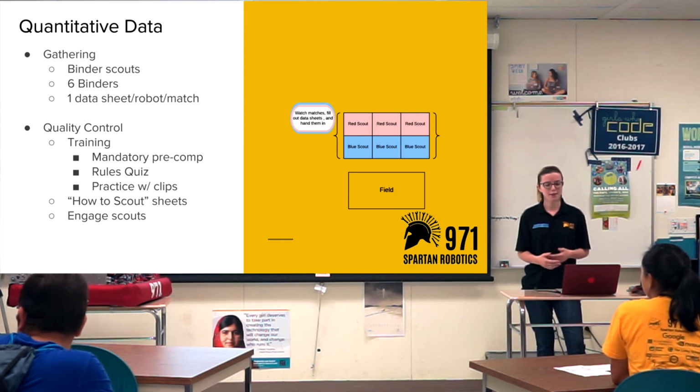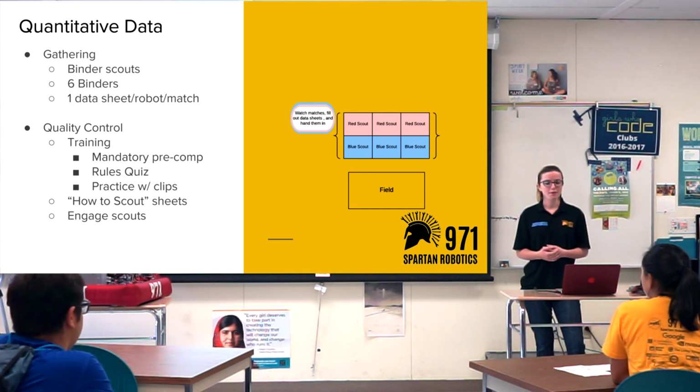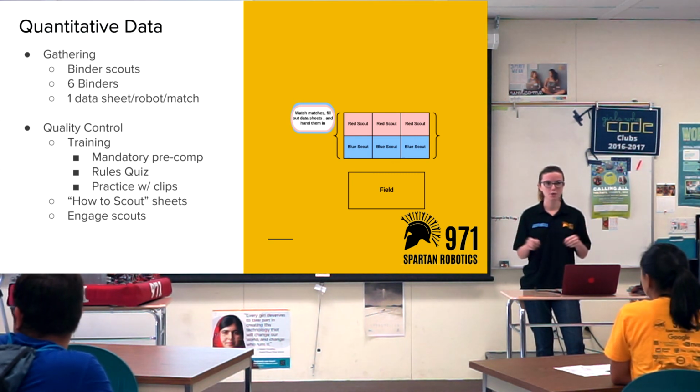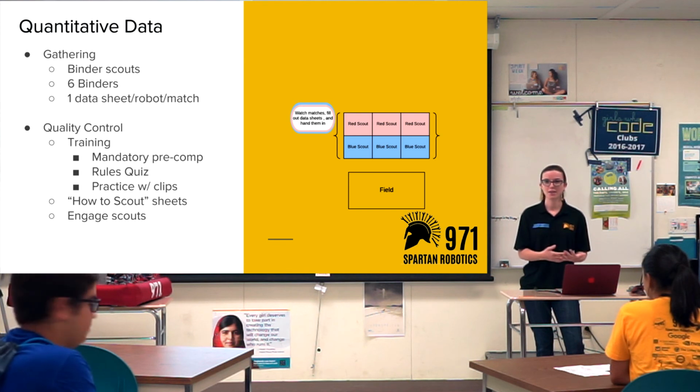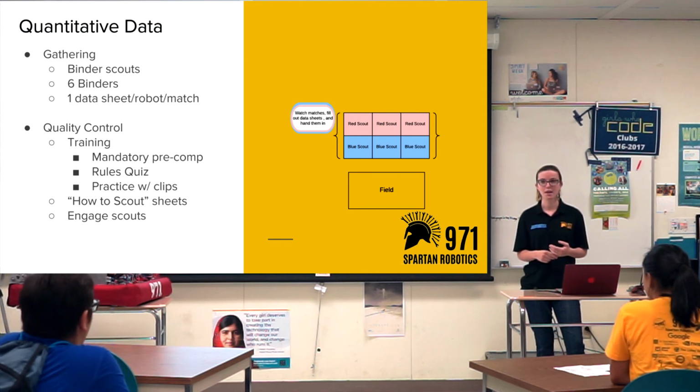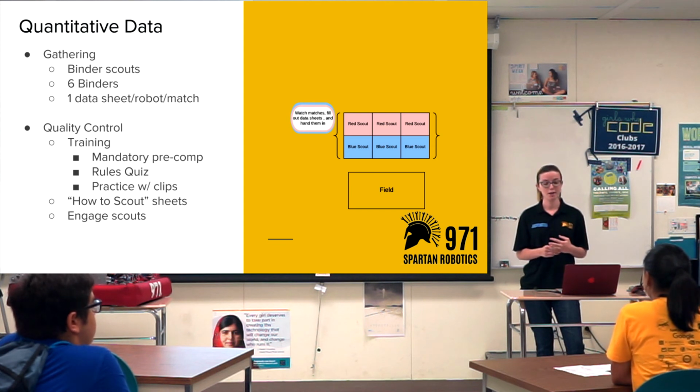Another factor for quality control is I like to make how-to-scout sheets, which are like quick and dirty how-to sheets on how to scout. And I keep them in the binders, and what I use them for is for backup in case there's a scout who did not manage to get to the mandatory training, or I'm running really low on scouts and I have a very nice parent who's willing to get very quickly trained on how to scout. So it's just a convenient sheet to use as a backup.